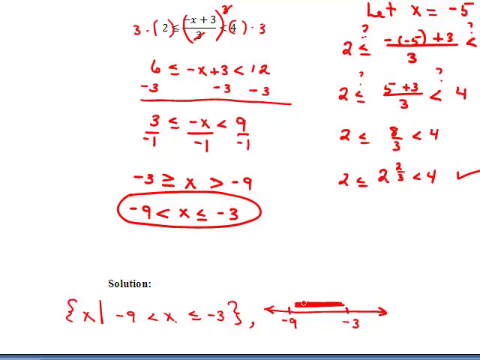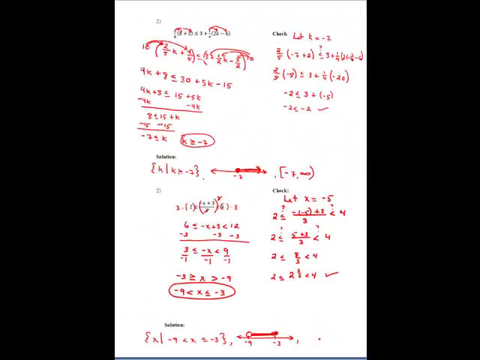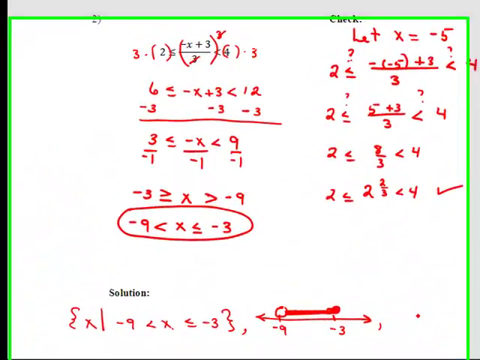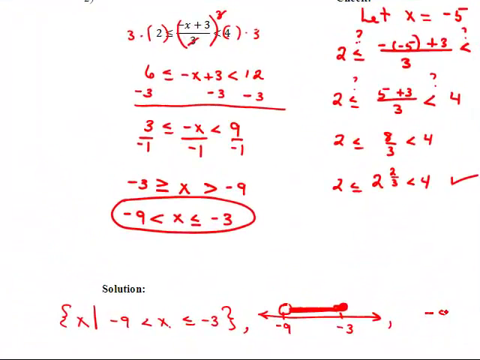So here we'll shade in. We don't want to include negative 9, but we do want to include negative 3. So we'll have an open and a closed point there. That's my graph. And in interval notation, my x values go from negative 9 to negative 3. We don't want to include negative 9, so we'll use a parenthesis. We do want to include negative 3, so we will use a bracket. So there are my 3 ways to write the solution.